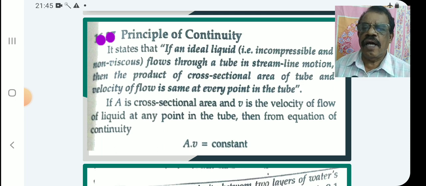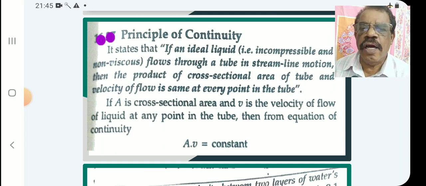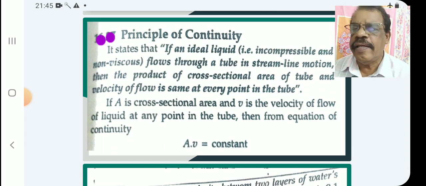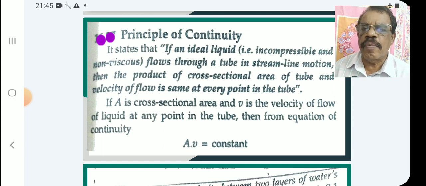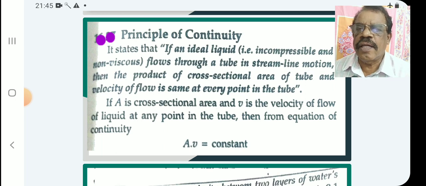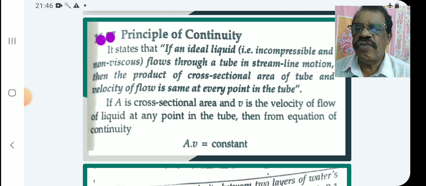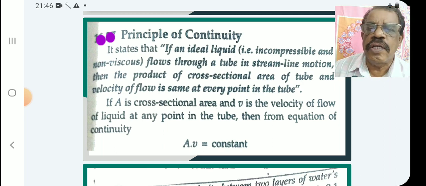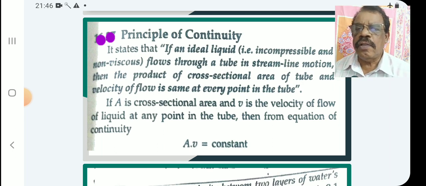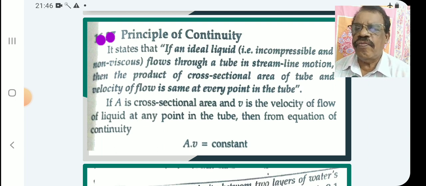It states that an ideal liquid flows through a tube in streamline motion. Then the product of the cross-sectional area of the tube and the velocity of flow is the same at every point in the tube.